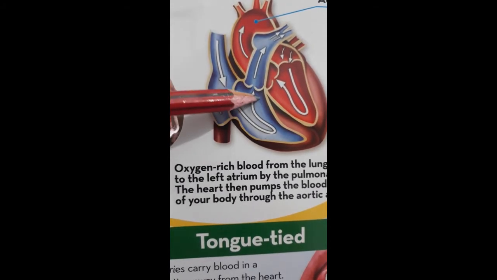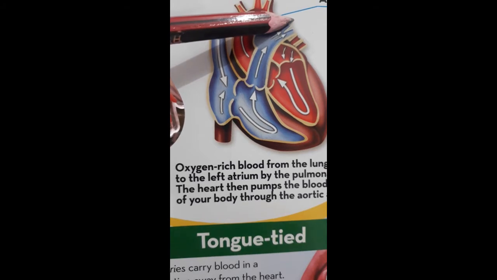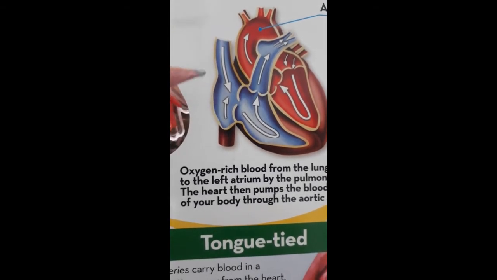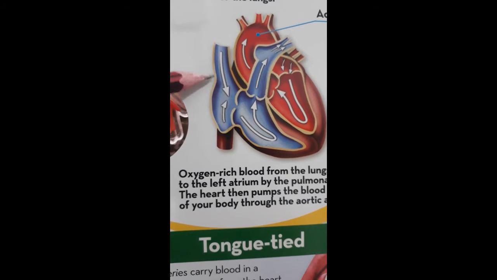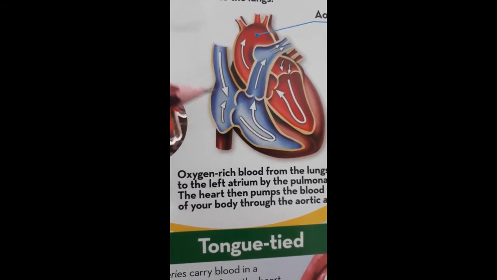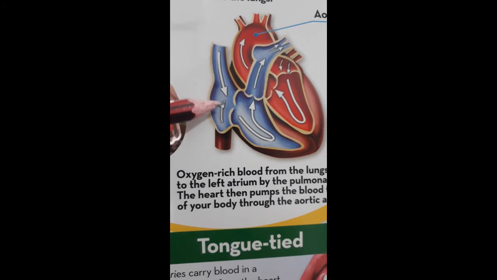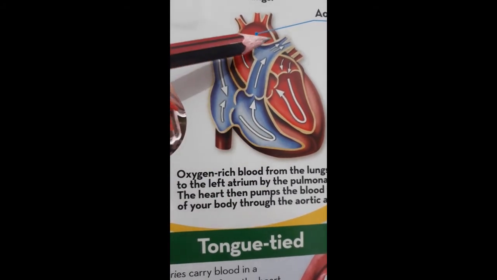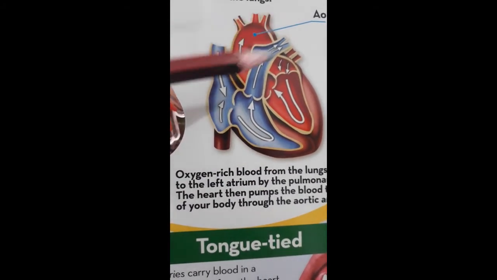From here it will move into the pulmonary artery, and the movement is because of the contraction of the auricle and ventricle. When the chambers contract, the blood will pass from the chambers into the blood vessels and it will be sent out to the lungs.